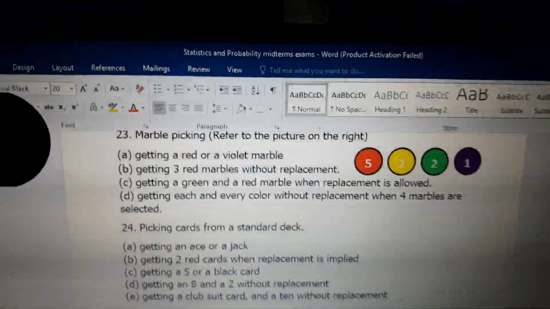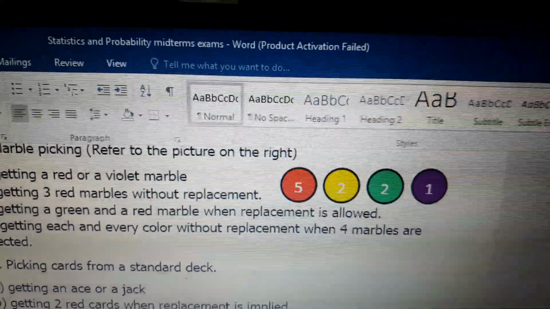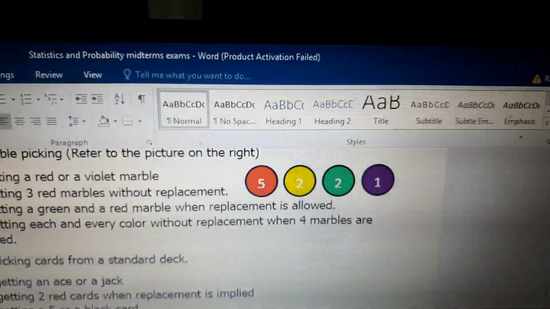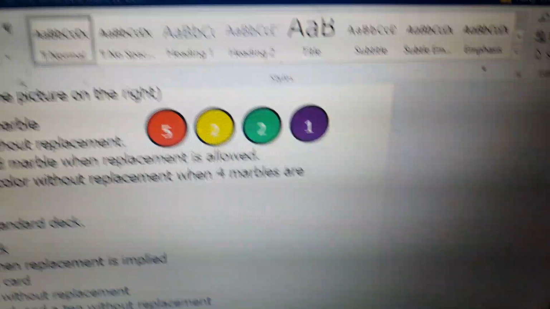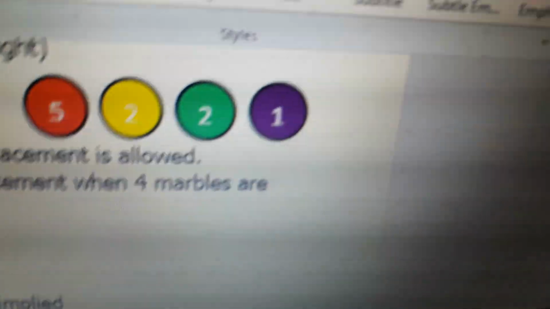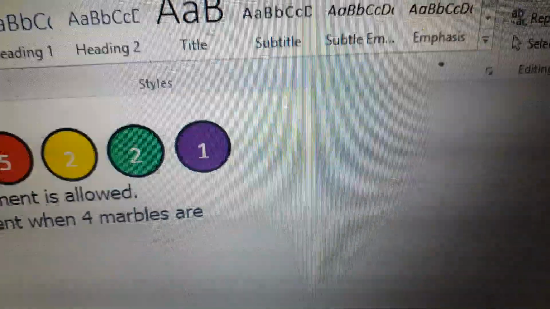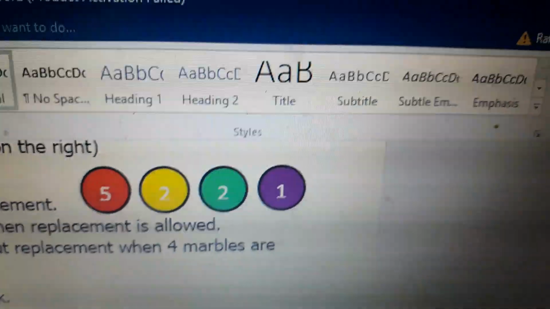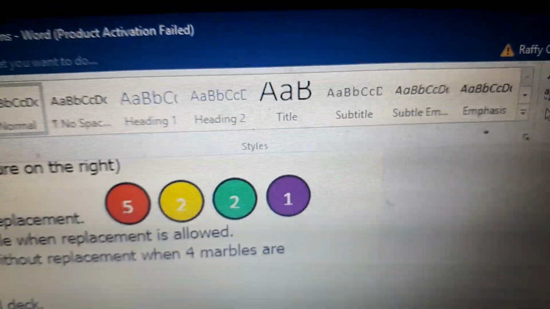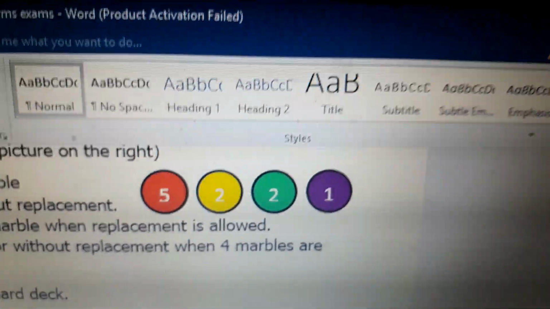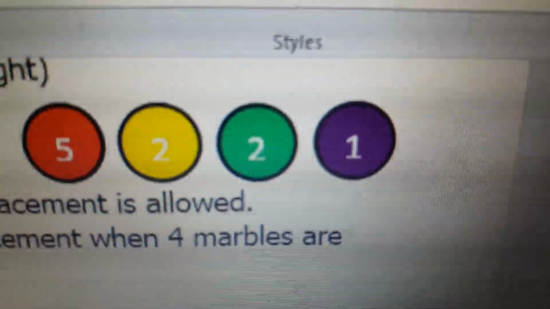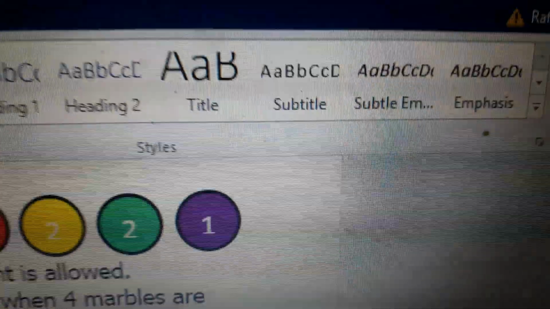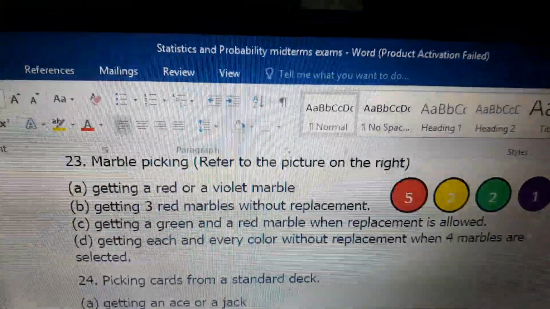So the next problem that you see here, it says like this. Marble picking. Refer to the picture on the right. Ayan, di ba remember just like what we did last time when we were in item number 10? Marble picking. And then, di ba remember there's a number inside the marble which represents the quantity? Ilan yung mga colored marbles na nasa loob? Like there's a 5 on the red marble, so therefore there are 5 red marbles. There are 2 on the yellow, so therefore there are 2 yellow marbles. There's 2 on the green, so therefore may dalawang green marbles. At may isang violet.